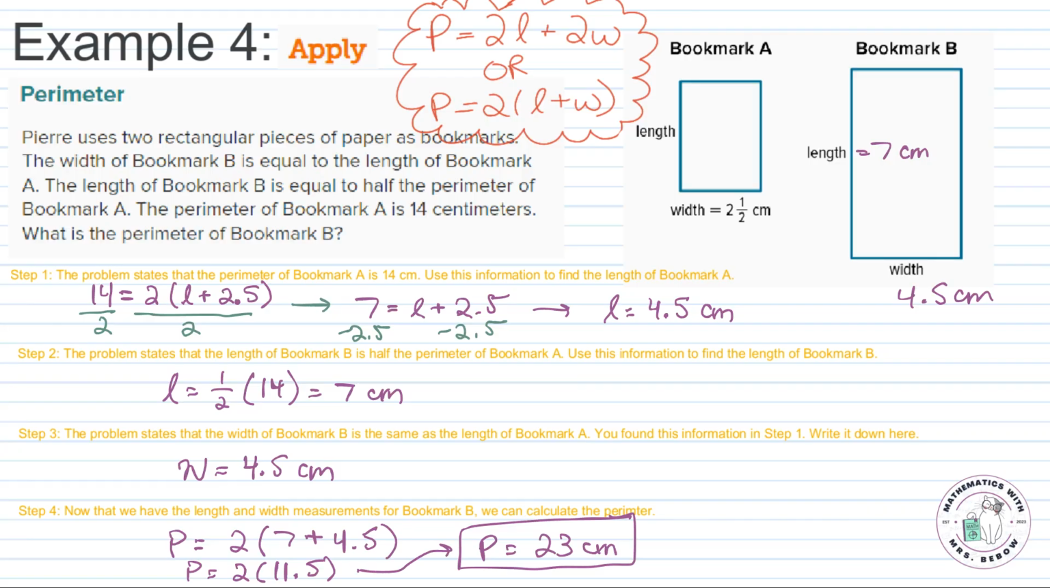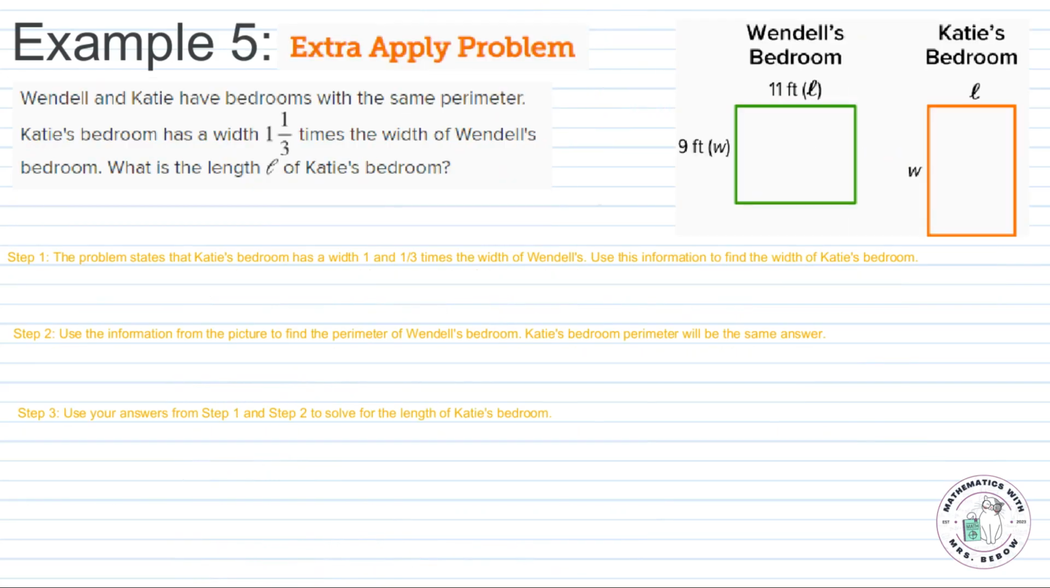So we have another one that's a very similar situation where it's a little tricky because they give us quite a bit of information inside of that story problem. So let's take a look. So this one says Wendell and Katie have bedrooms with the same perimeter. Katie's bedroom has a width 1 1/3 times the width of Wendell's bedroom. What is the length L of Katie's bedroom?